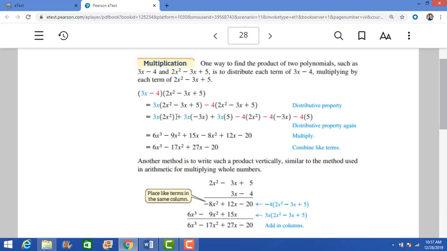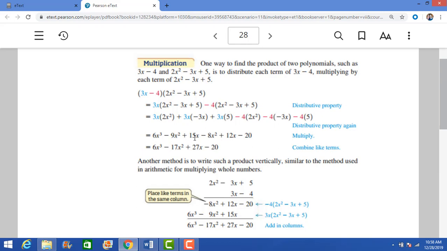Okay, and then we're going to use the multiplication. Now notice that we're using the commutative property to simplify this. So we're going to do 3 times 2, which is 6, and then x times x squared. Since they have the same base, we add the exponents. We get x cubed. And so this becomes negative minus 9x squared.